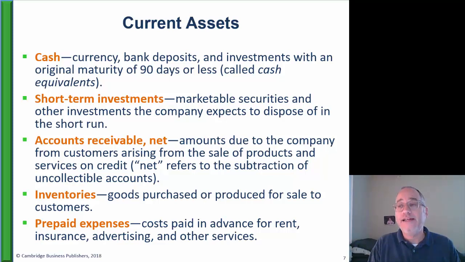Gross means the total amount. Net means the gross amount minus some kind of deduction. So gross accounts receivable would be the total amount of money that customers owe us. Net accounts receivable would be the gross minus the uncollectible accounts, the portion of accounts receivable that we don't expect to collect. Inventories are goods that are purchased or produced for sale to customers, and that's just what we're going to sell our customers. Prepaid expenses are expenses that we pay for in advance. Like before, I gave you the example of paying for advertising in advance. That would be a prepaid expense, and that's also an asset because it brings us a benefit.